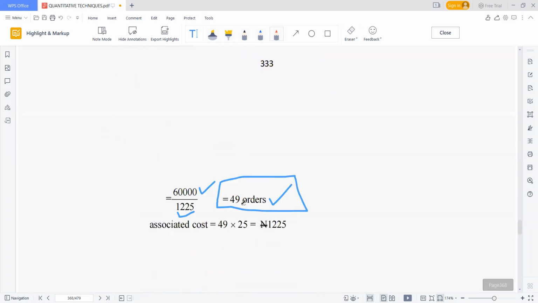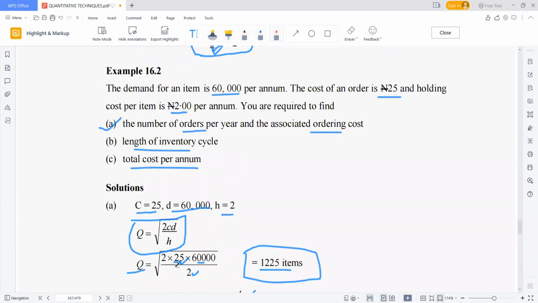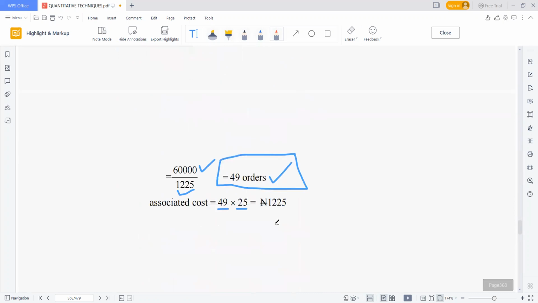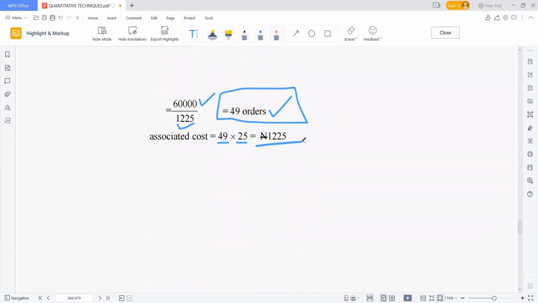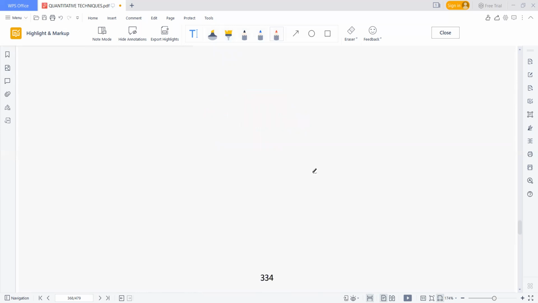If we know the number of orders, then we have to multiply it by how much we spend per order. We are spending 25 naira per order, which is our ordering cost, as stated in the question. So if we multiply, it is going to give us the total amount that we spend on the total order for the year. So for 49 orders at 25 naira per order, we are going to be spending 1,225 naira in a year. I hope that is clear, please.